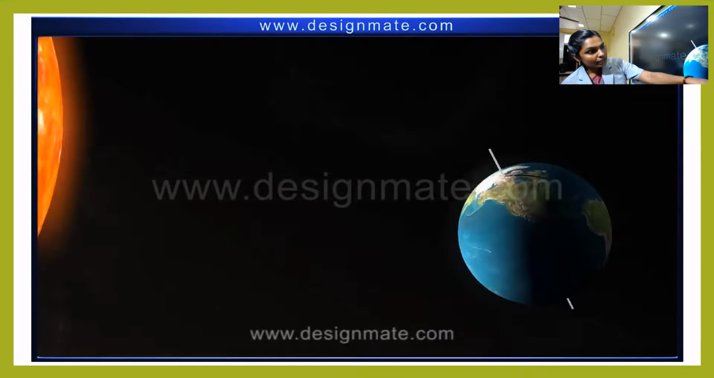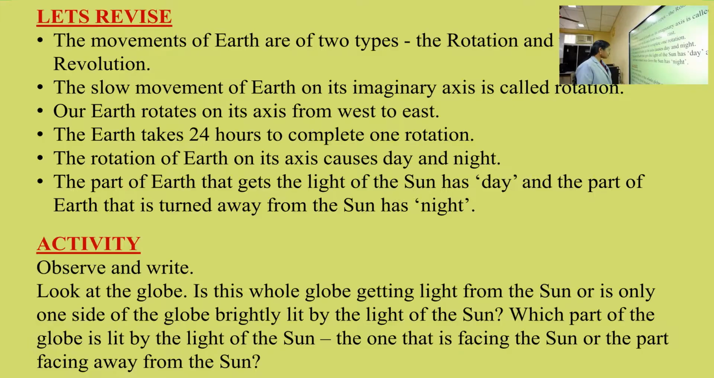So here itself, see the portion? This is North America. Here is South America. So almost most part of America is having night time. The opposite of America is India. So there it is daytime. Why? Because it is facing the sun. So when most part of America is experiencing the night time, in India we are experiencing the daytime. Hope this is clear to you.